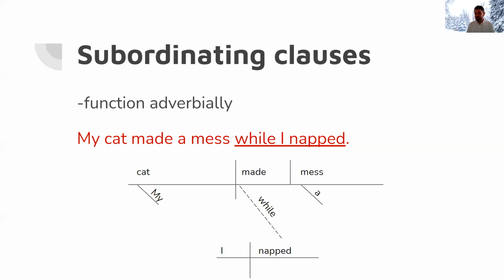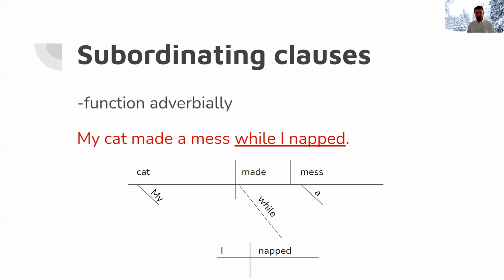So previously, we've already talked about dependent clauses. Dependent clauses are parts of sentences that can't exist on their own, even though they have both a subject and a predicate. So we looked at them in the context of subordinating clauses, where they're functioning adverbially. And so here's an example. My cat made a mess while I napped.